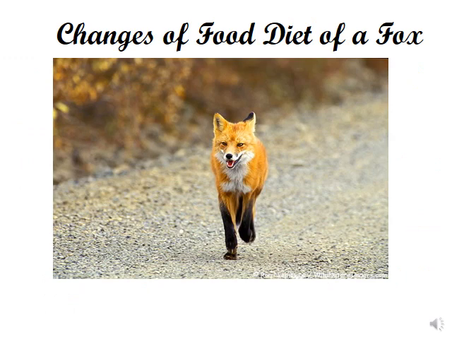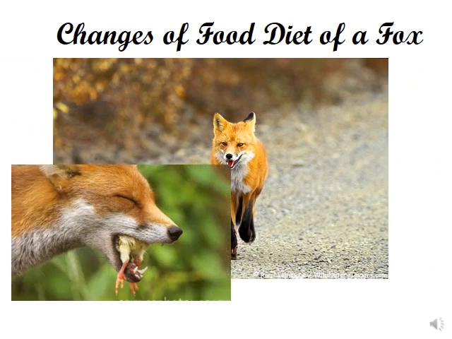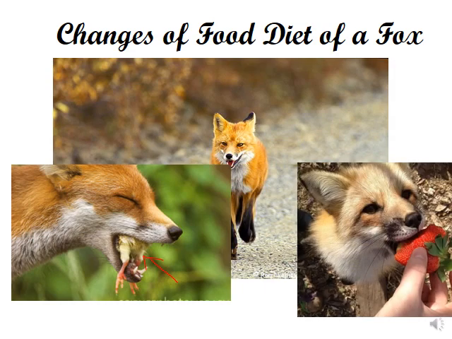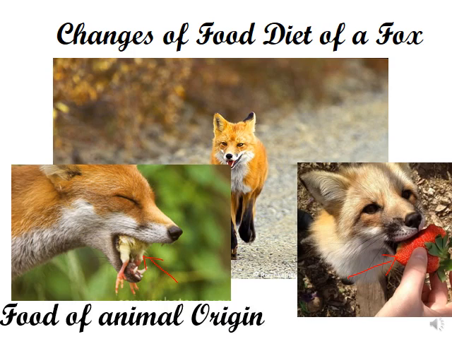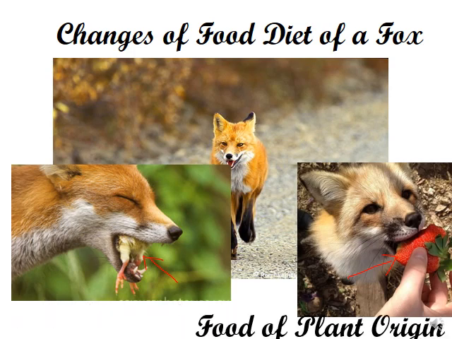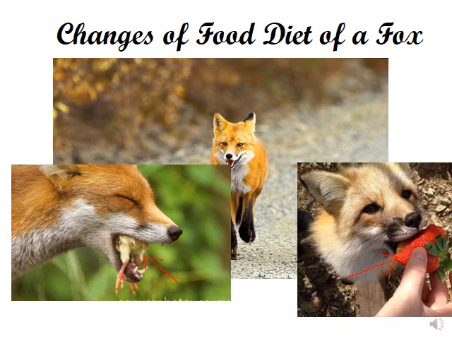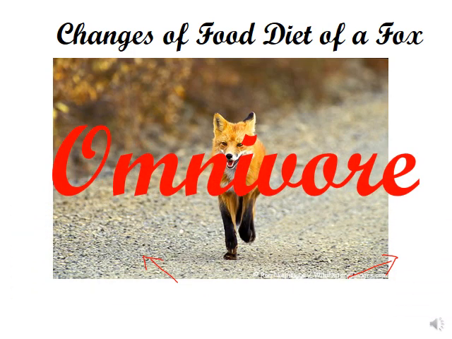Changes of the food diet of a fox. The fox sometimes eats food of animal origin, like the case of this chicken, and sometimes consumes food of plant origin, like the strawberry. So he eats food of both plant and animal origin. So we call it an omnivore.